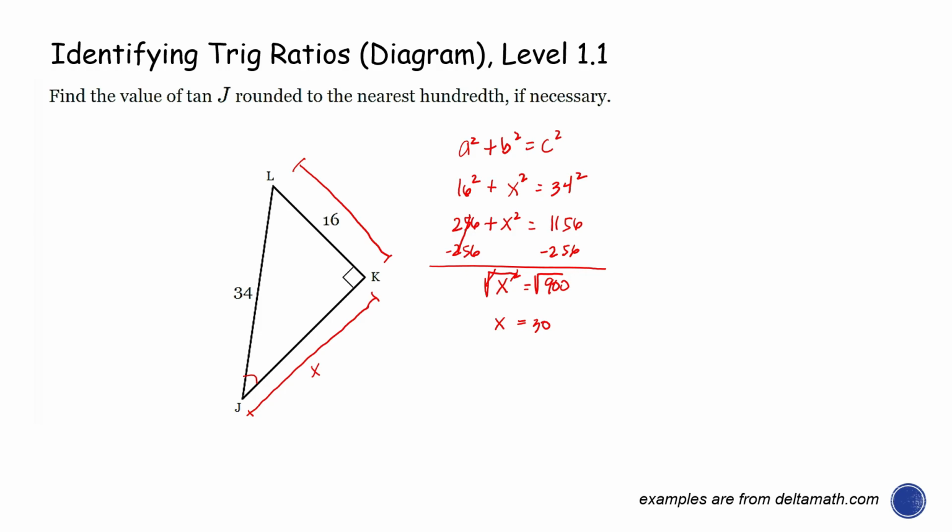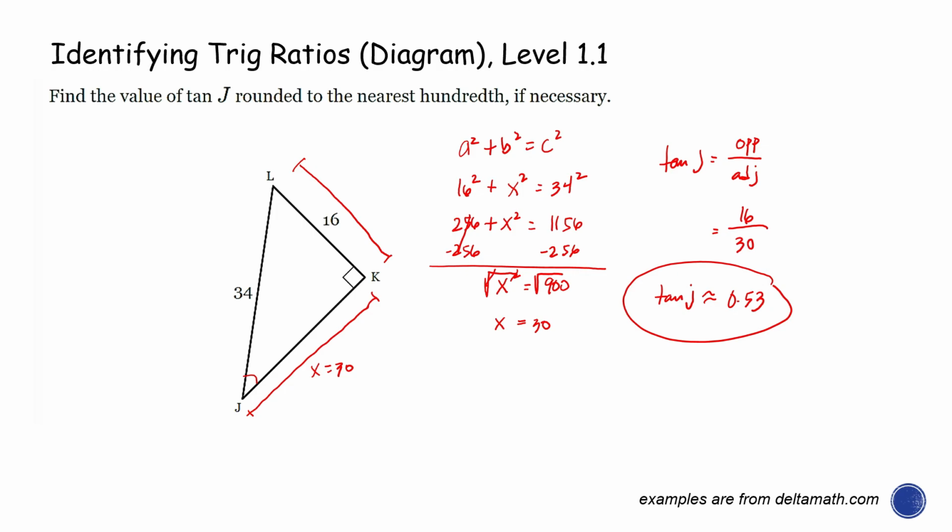So now that we know the adjacent side's measurement, which is 30, our tangent J is equal to opposite over adjacent. The opposite side is 16. The adjacent side is now 30. And our answer should be in decimal form. So 16 over 30 is 8 over 15, or in decimal, that is approximately 0.53. That's our answer.